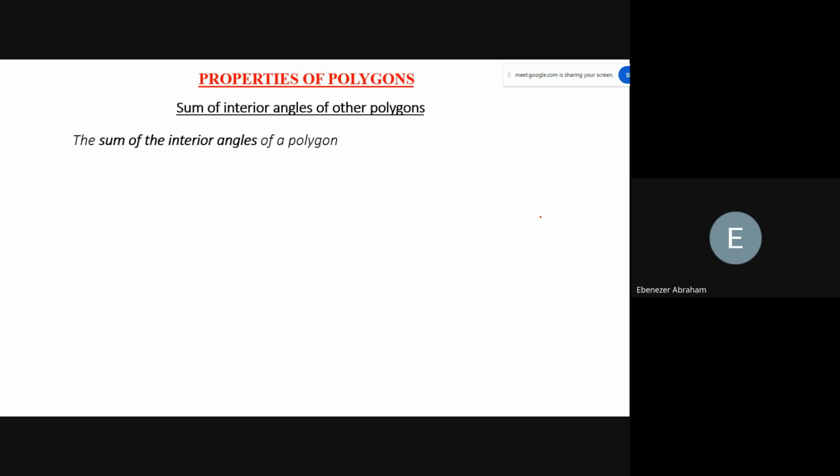The sum of interior angles of polygons. We are not to prove the formula, so we are applying the formula easily. I would have asked you to prove the formula, but I'm not the one to set your question. But you have a group presentation as part of the assessment.